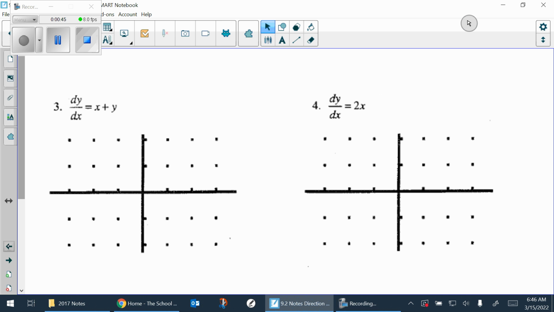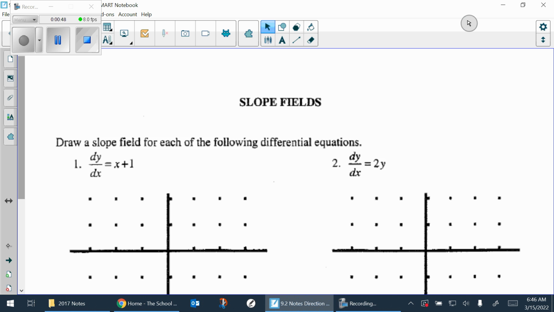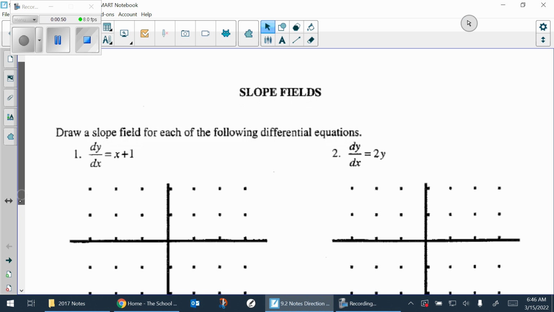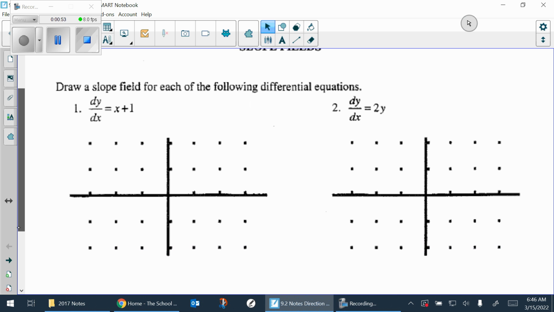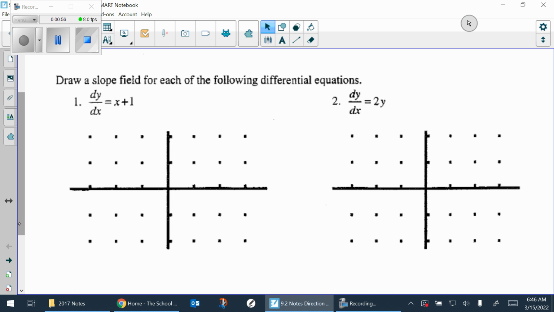And I'm going to start just by doing a couple of these and then have you finish the rest of the packet. So, slope fields or direction fields. We're supposed to draw a slope field for each of these differential equations. And again, a differential equation is an equation that involves a function, here's a function right here, and some of its derivatives. So that is a differential equation. And what we're going to do is draw the derivative, the slope.